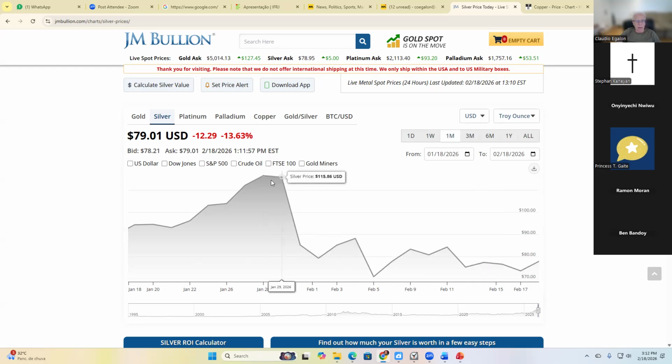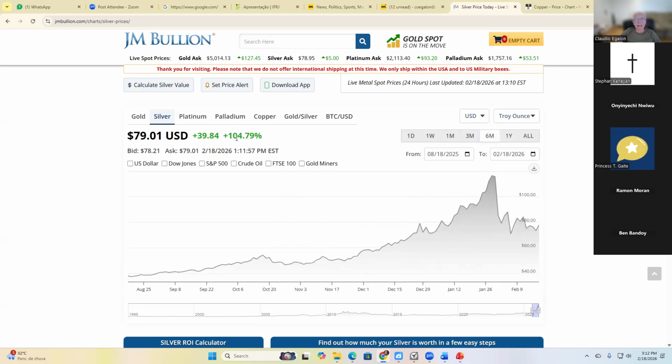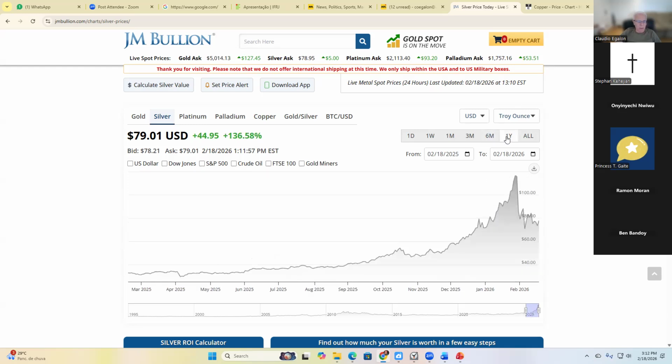There in China, like I said, and not just in China but anywhere, if you want to buy physical silver, you're going to pay at least $100. 3 months. Look at how the price of silver went up: 53% in 3 months only. That is a superb investment. 6 months: 104%. Where are you going to get this much percentage valuation in your investment? In 1 year, it's going to be around 130.